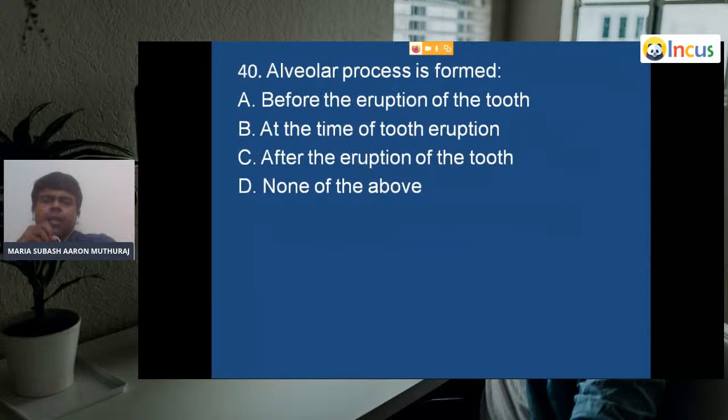The alveolar process is formed before the tooth eruption, at the time of tooth eruption, or after the tooth eruption, or none of the above. Before tooth eruption is a wrong answer, because the alveolar process is formed only at the time of tooth eruption. As the tooth erupts, the alveolar process also forms. After the eruption, the alveolar process won't form, and before the eruption it also won't form. Therefore, the option should be B.